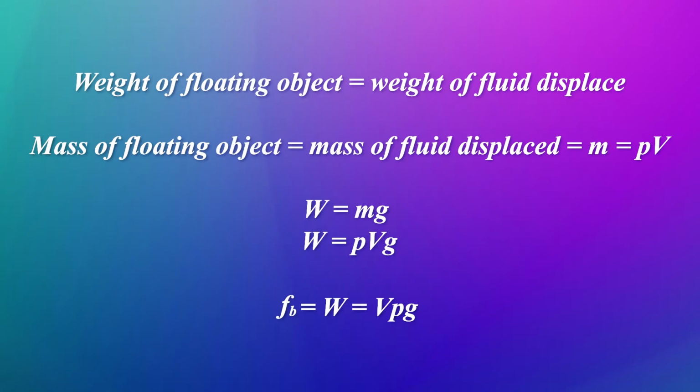As we already know, the mass of fluid displaced is equal to its volume times its density. And the weight of fluid displaced is equal to its mass times gravity. Therefore, we get that buoyant force is equal to the weight of fluid displaced, which is also equal to its volume times its density times gravity. This is what we call the Archimedes principle.